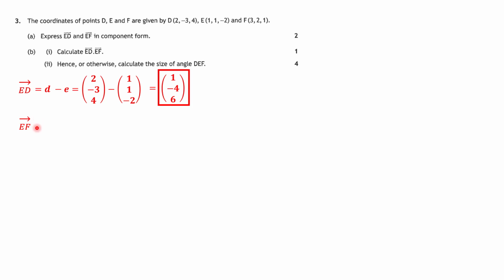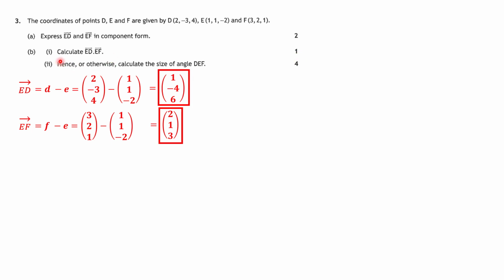Now we do the same for EF. So EF is going to be equal to position vector F take away position vector E. Here are the coordinates of F, so this is a position vector for F. E again is there, so 3 take away 1 is 2, 2 take away 1 is 1, and 1 take away negative 2 is 3, and that's worth 2 marks.